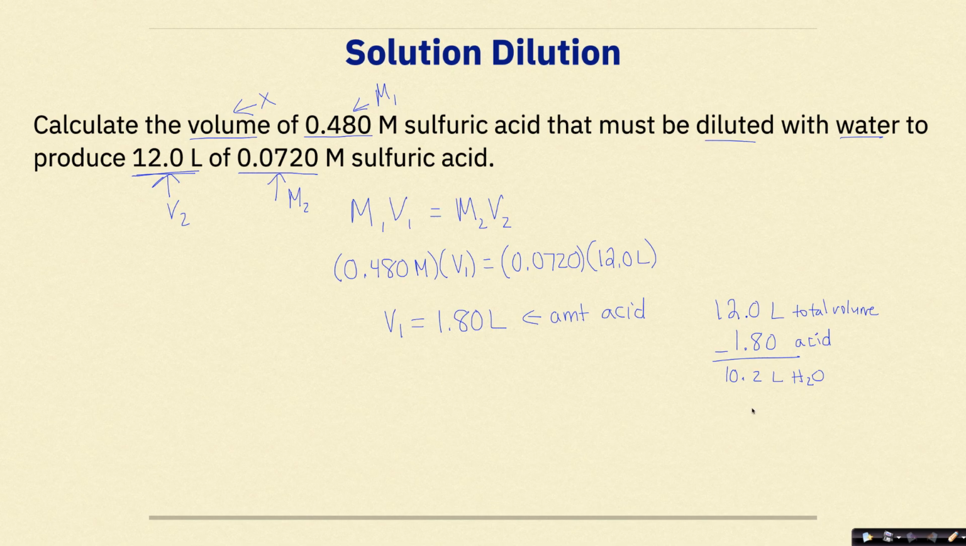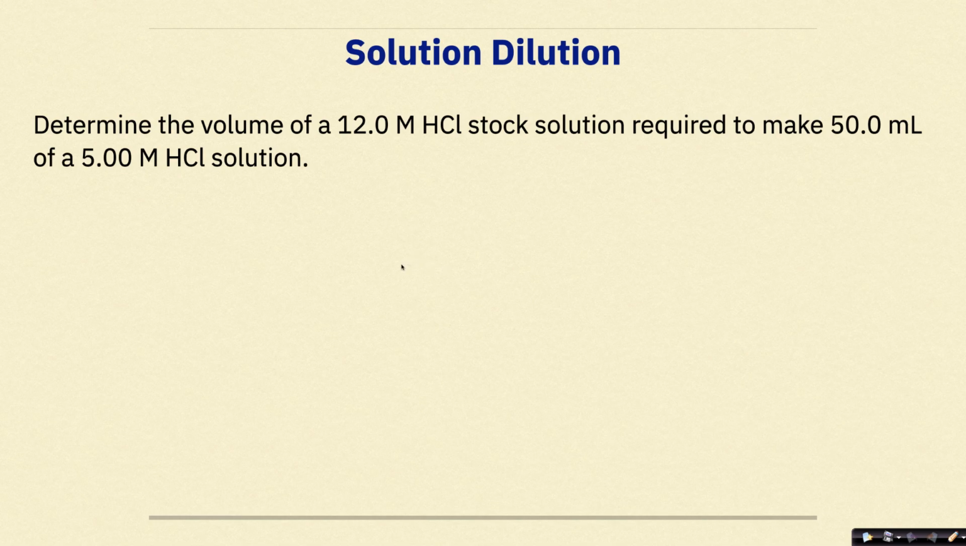Let's look at another example. Okay, in this example, we're going to determine the volume of a 12 molar hydrochloric acid stock solution required to make 50 milliliters of a 0.5 molar hydrochloric acid solution. So again, we're looking for our initial volume. We're looking for V1. This is our M1 because it is our higher concentration. We're only looking to make a small amount. So this is our V2 and our M2 because we want to dilute it down to 0.5 molar.